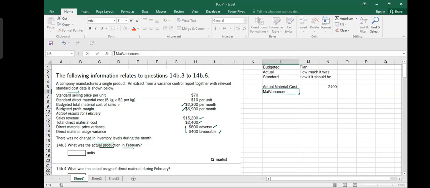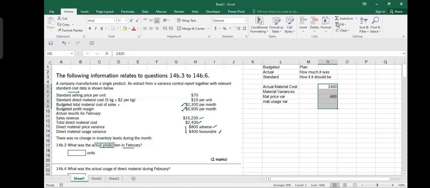You have material price variance and you have material usage variance, and one of them is favorable and one of them is adverse. So adverse means minus 800. Minus 800. Why am I saying minus 800, and why do I not call it plus?